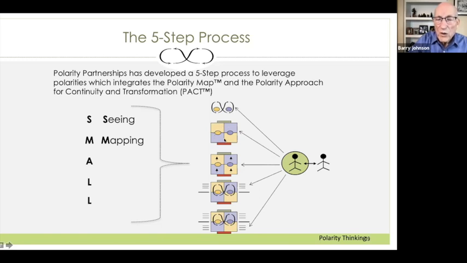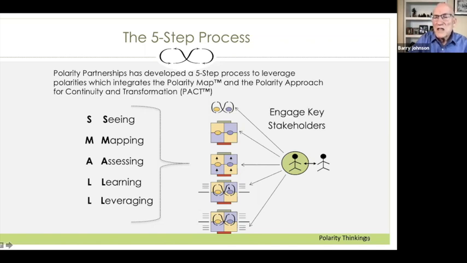Once you have created the map, then you can assess it. How well are we doing at getting both upsides and minimizing both downsides to lift it towards its greater purpose? Then you can learn from that assessment, and that supports you in the leveraging, which is to create action steps for each upside and early warnings for each downside. And every step of the way, you need to engage key stakeholders. They'll help you identify which polarities are most important, help you identify the upsides and downsides, help you assess how well you're doing, and help you think about action steps and early warnings.